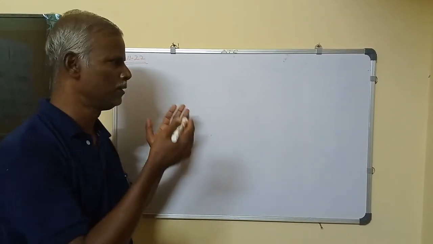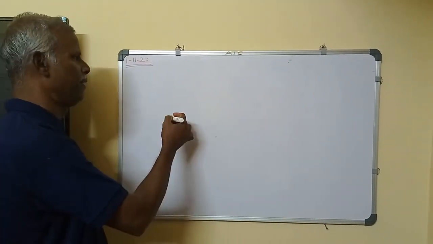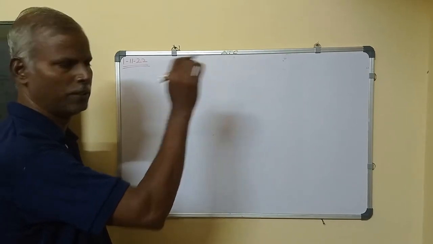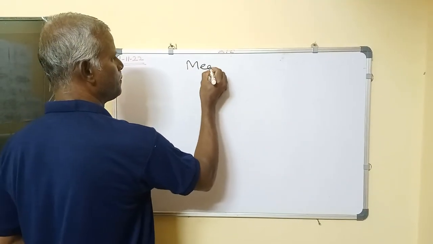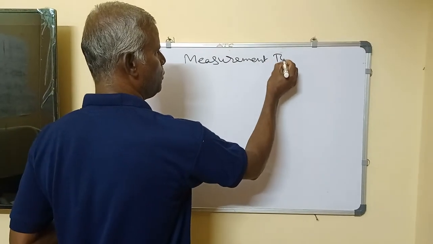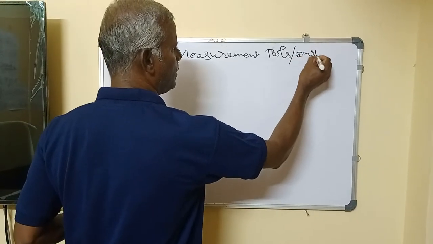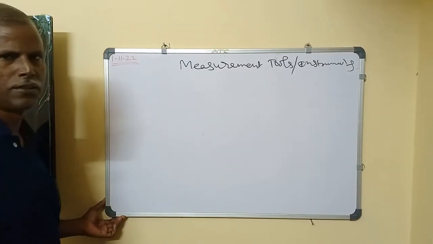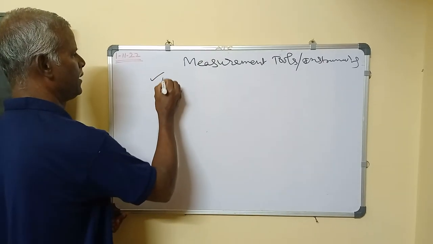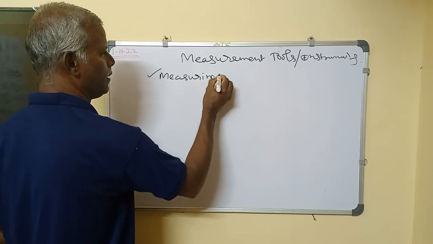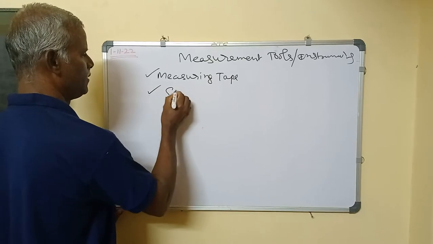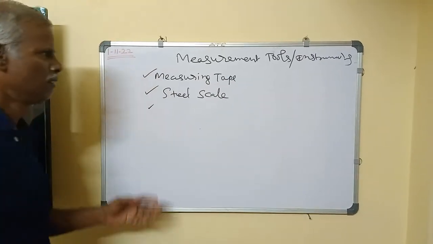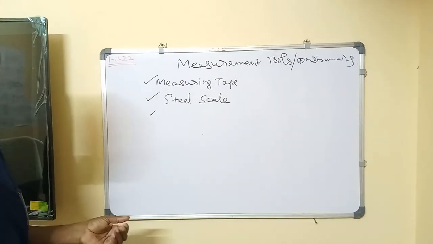Measurement means we have three topics: one is the parameter, next is the unit, and another is what instruments are used to know these units. What instruments are required to see these units? For example, the basic ones are the measuring tape and the steel scale. These are linear measurements. Linear means length, breadth, width.